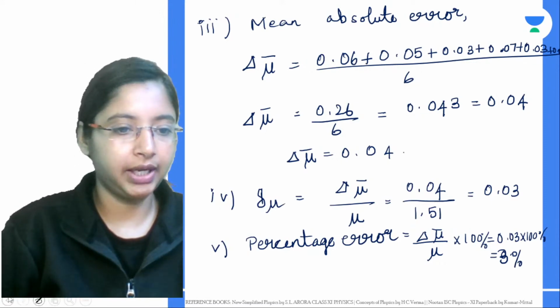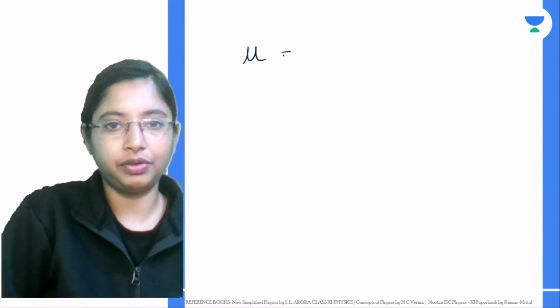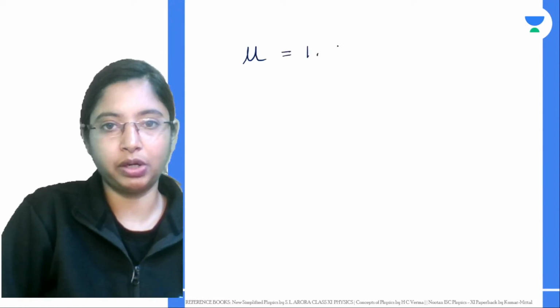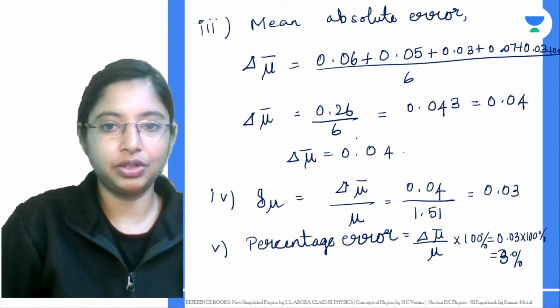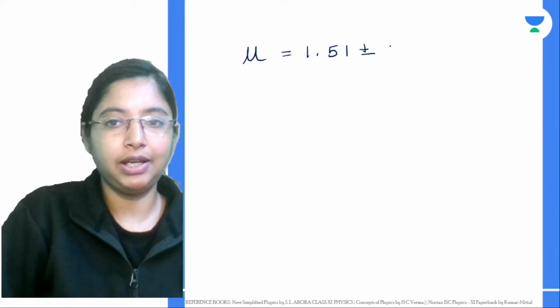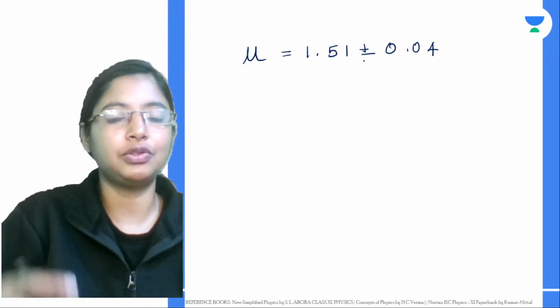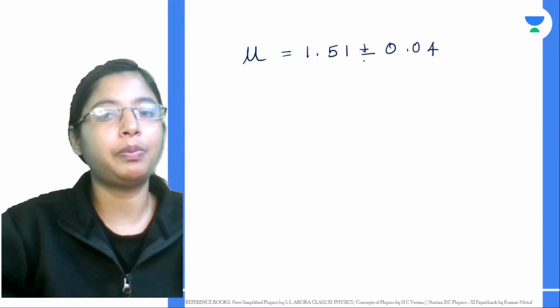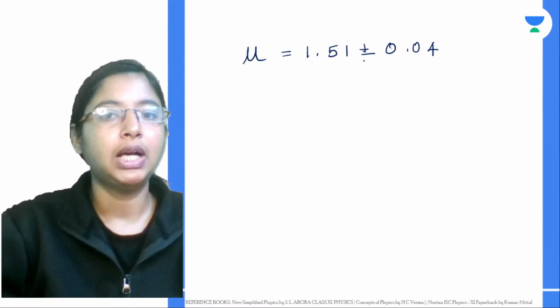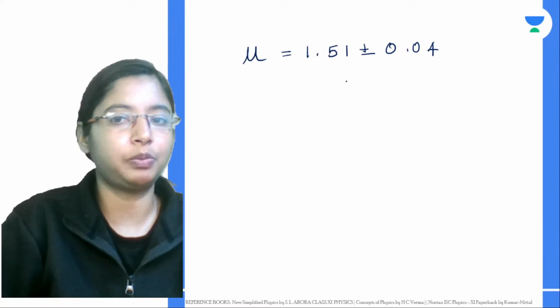Now, if you want to write the refractive index with the absolute error, it will be 1.51 plus or minus the absolute error value we got, around 0.04, right? So this value is off by 0.04. It could be somewhere from 1.47 to 1.55. That could be the absolute error.